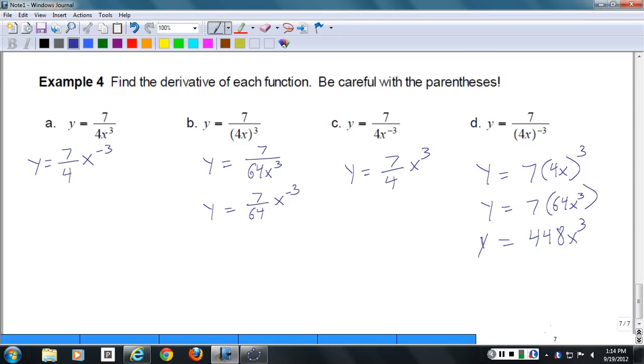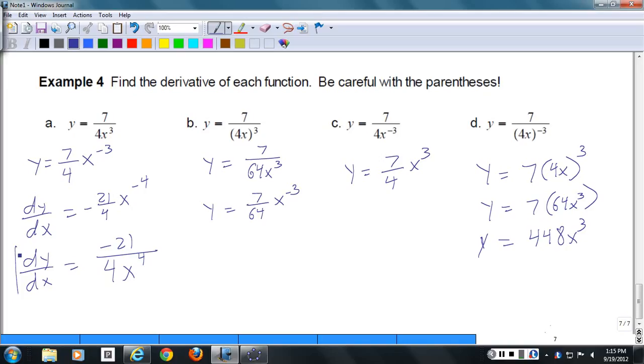And then, how do you feel about those derivatives at this point? Do a little bit of algebra. It shouldn't be too bad. Let me see if I can do it. Dy dx equals negative 21/4 x to the negative 4. So I guess there is a little something to this, because then I want to write it as negative 21 over 4x to the 4th. So there's the task of taking the derivative and then cleaning it up a little bit and expressing it with a non-negative exponent.